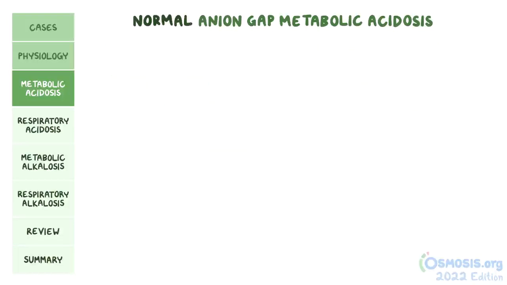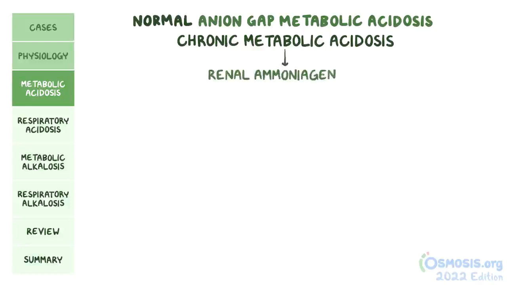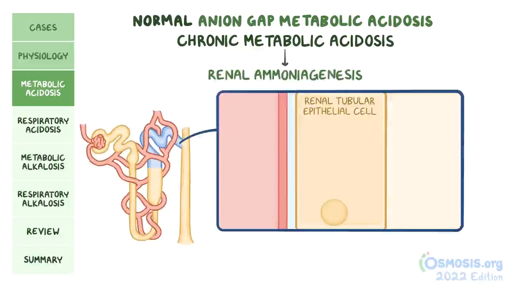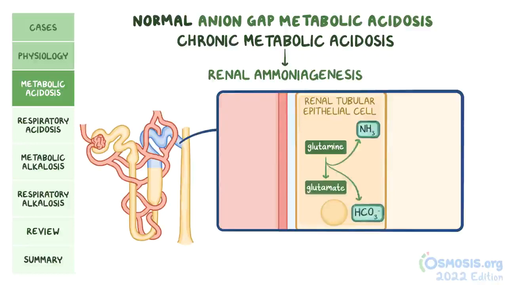And finally, in cases of chronic metabolic acidosis, the kidneys will try to compensate for the low bicarbonate levels with renal ammoniogenesis. This is when the renal tubular epithelial cells convert glutamine to glutamate to create ammonia and bicarbonate as byproducts. The bicarbonate can then be reabsorbed into the blood, while the ammonia is lost through urine.